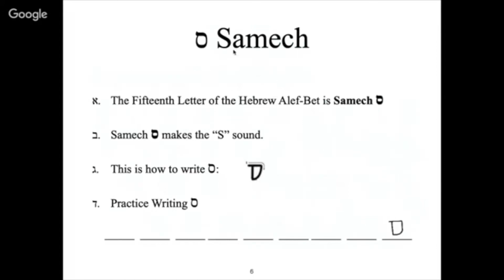We are going to look at the Samech. The 15th letter of the Hebrew alphabet is Samech. Samech makes the S sound. And this is how you write the Samech. You start way up here, you go over, you come down in a rounded-off motion at the bottom and then go straight up. Down, half a circle, up. Like that. The Samech. So it makes the S sound.